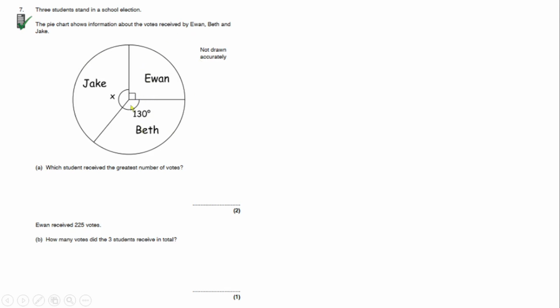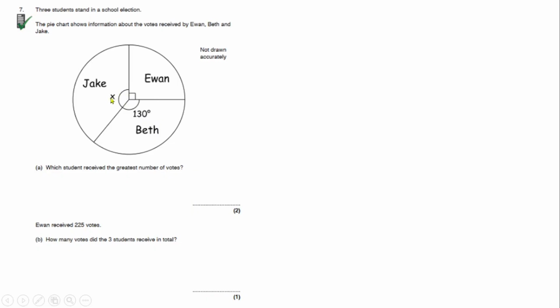So the angle here is 90, this is 130. So we can find the angle here represented by X. Which student received the greatest number of votes? We can know that if we understand the angle here, then we know the student that has the greatest number of votes.